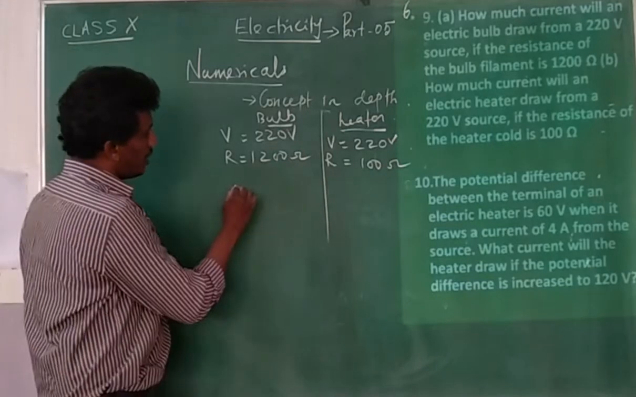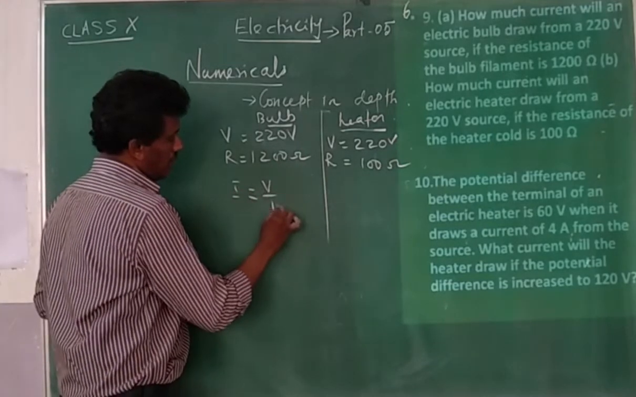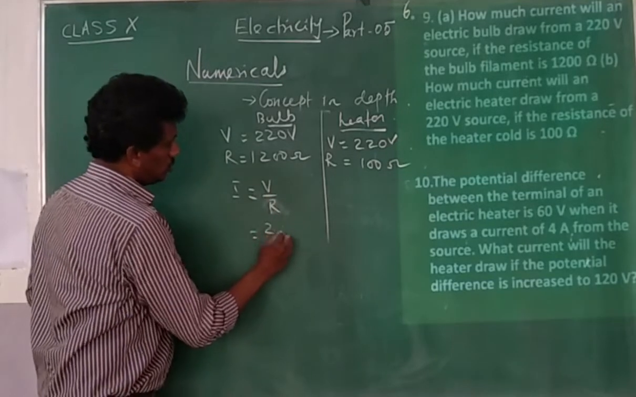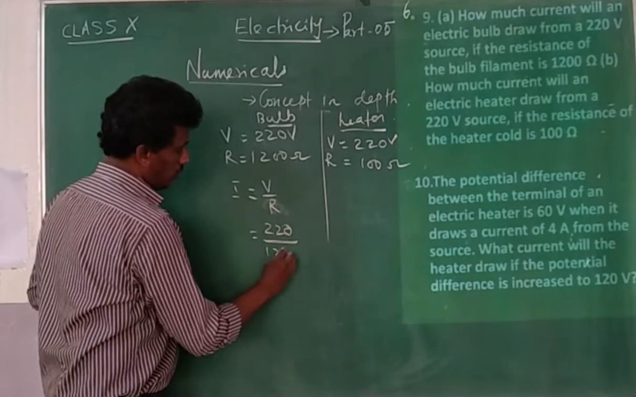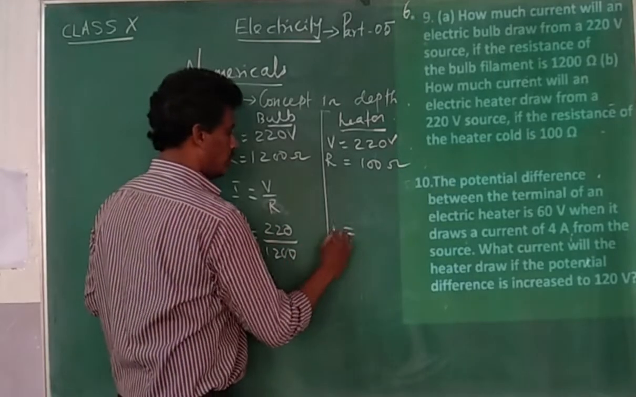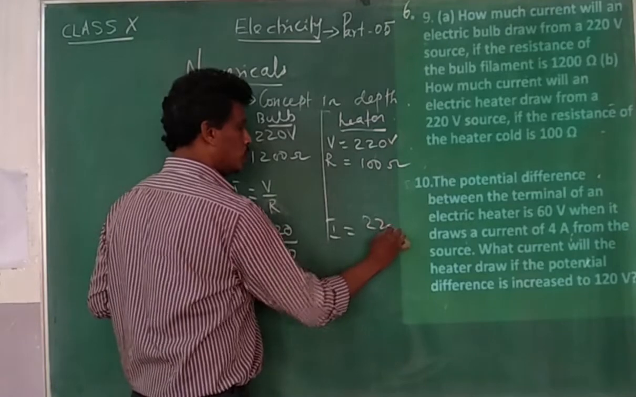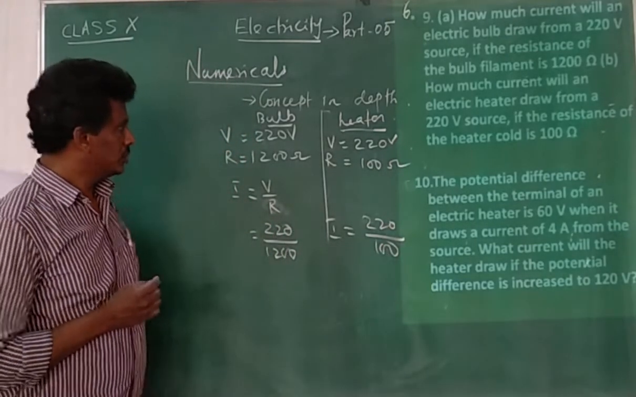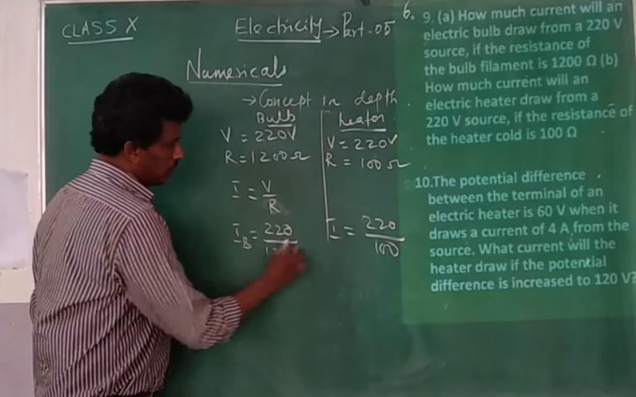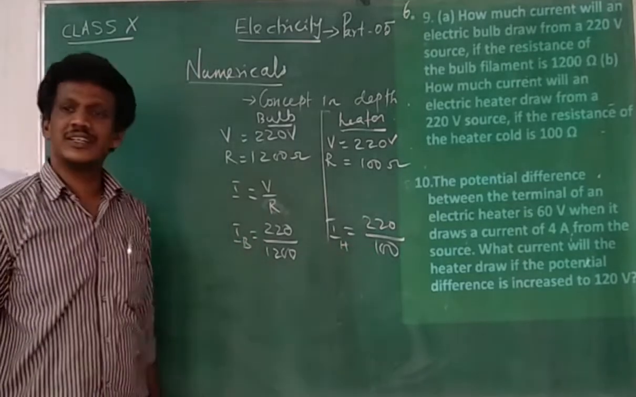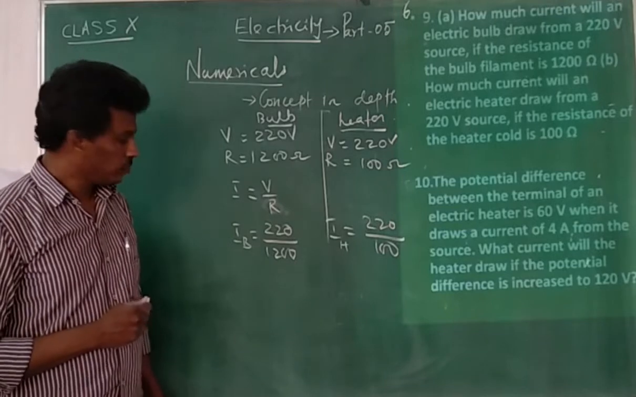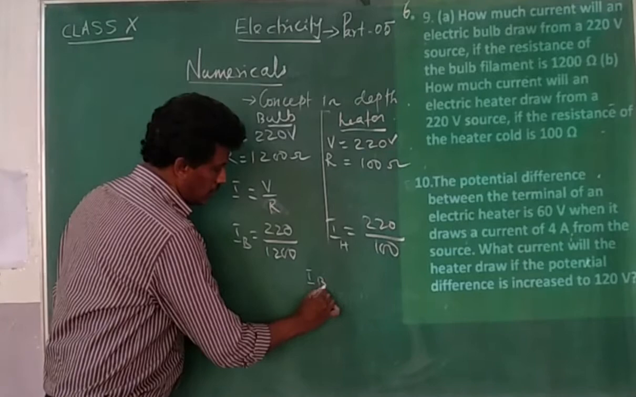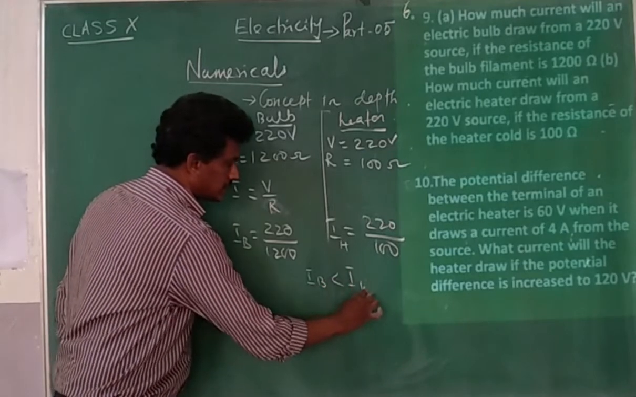Now they are asking I. What is the basic formula? V by I. Sorry, V by R. That is 220 by 1200. Here for this, 220 upon 100. Suppose this is for the bulb. This is for the heater. Just to see the value. What is happening? Here the resistance is more, so automatically the current will be less, very less.